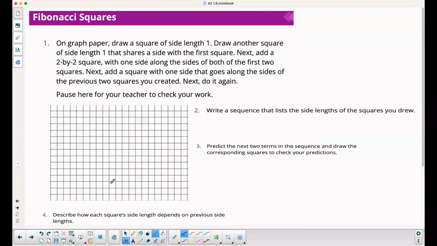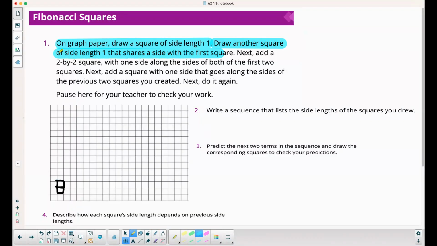Okay, so next thing on graph paper. Draw a square of side length 1. Draw another square of side length 1 that shares a side with the first square. Okay, so let's start here. I'm going to go right down here. Okay. And then draw another square of side length 1 that shares a side with the first square. So I'm going to draw another one right here. Okay. So I've done that. Let's go to the next one.